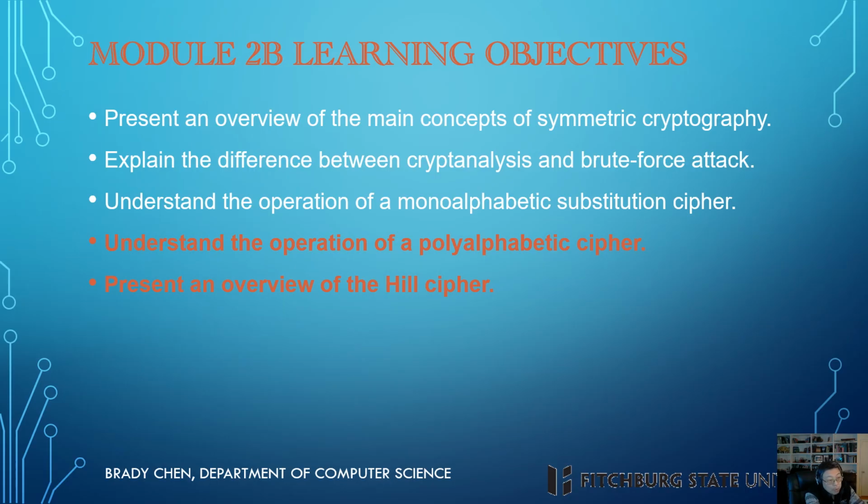Okay, so in Module 2B, we're going to continue to discuss the classical encryption techniques. Okay, and we'll talk about the operation of a polyalphabetic cipher. In particular, we're going to talk about a Playfair cipher. And then at the end, we're going to also talk about the Hill cipher, which basically uses a matrix to perform the encryption and decryption.